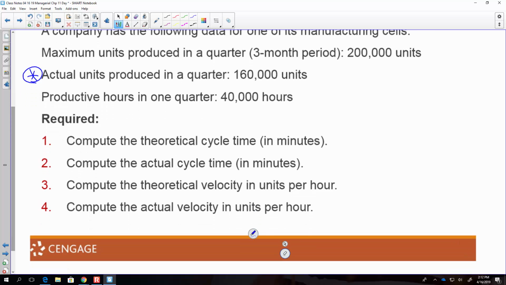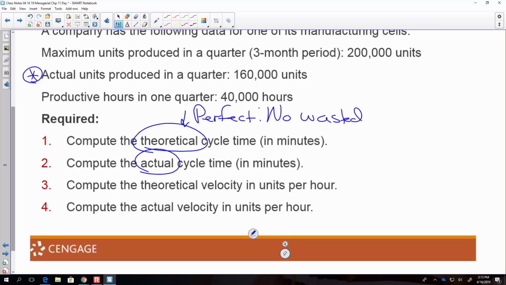So what we have here are two terms, theoretical and actual. Theoretical is perfect. No wasted time. No equipment failures. Nobody's ever sick. Nobody ever takes a vacation. It's the perfect scenario. Actual time, obviously, we do have those imperfections in our operation. And we're going to compare that difference between theoretical and actual.